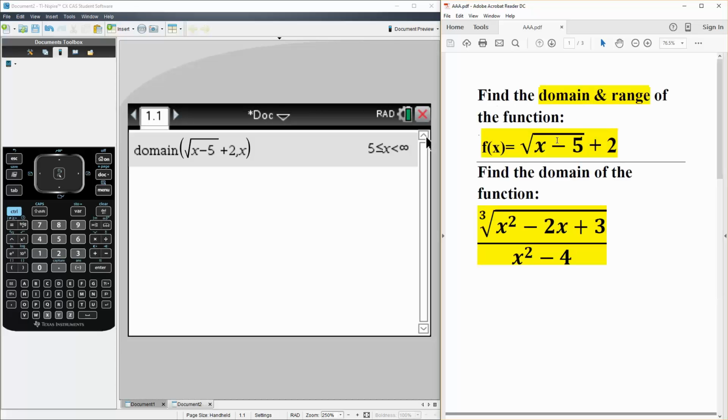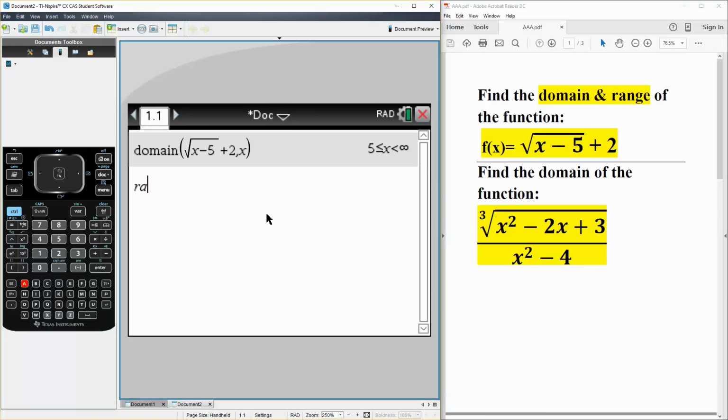And so next we want to get the range. There's no actual built-in command to get the range. We can type range, but it's not going to do anything for us. We now have to actually think about this a little bit. We know the lowest value is 5 and the highest is infinity for x. So what if we have a 5 here? That would mean the square root of 5 minus 5, plus 2, and so we would get 2.